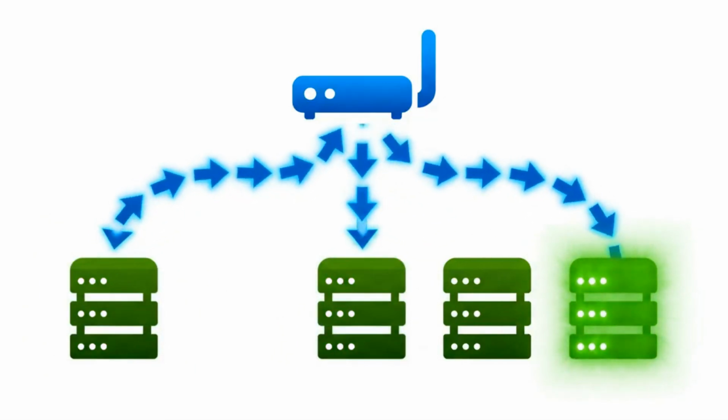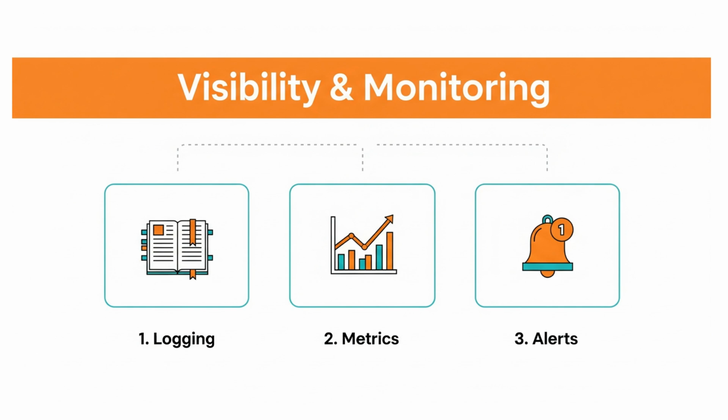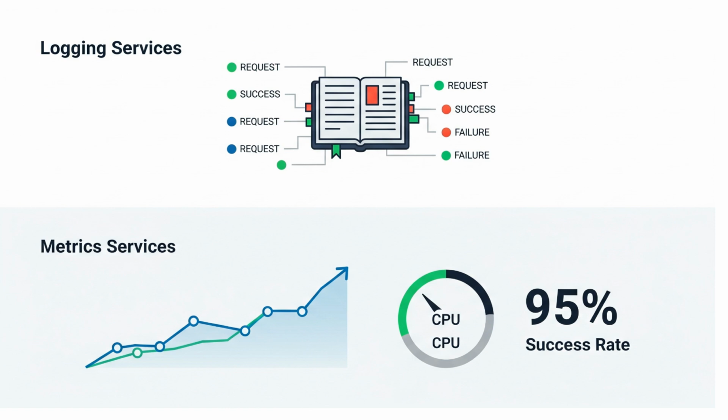Finally, you need visibility. You need to know how things are running. That means monitoring and alerts. So logging services are like keeping detailed diaries of every request, successes, failures, the whole shebang. Then you've got metrics services, which track the bigger picture, like CPU usage or overall success rates, often as charts over time.